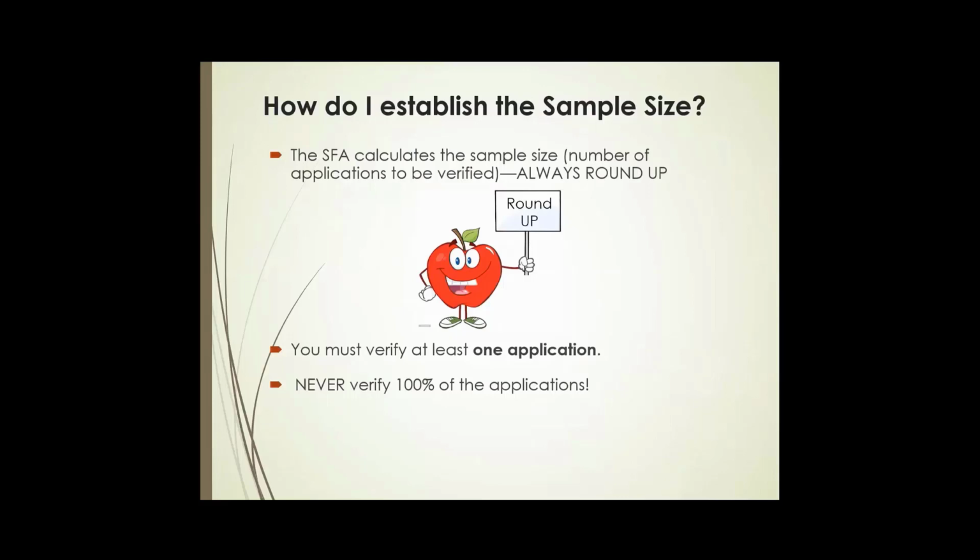If you have a low number of applications due to being a smaller district or a charter school, which means maybe you have 25 applications and 3% of that is 0.75, then you still have to round up because at least one application must be verified. With the exception of verification for cause, the SFA must verify the exact number required, not more and not less. If you do more, that's considered over-verifying, and if you do less, that is considered under-verifying, and that will result in a corrective action plan. You should never verify 100% of the applications.